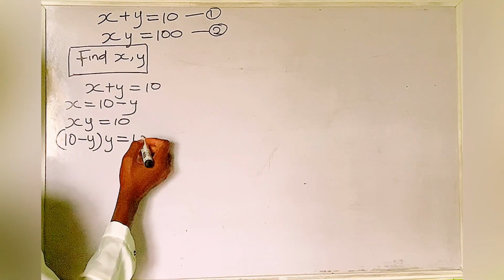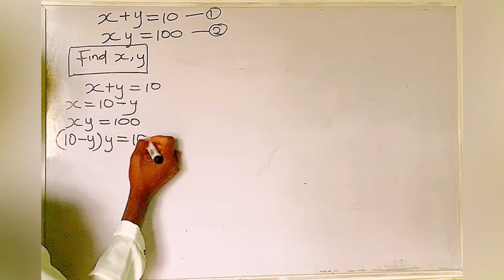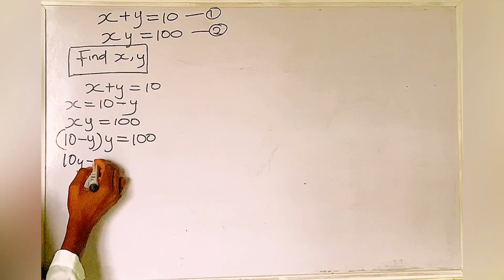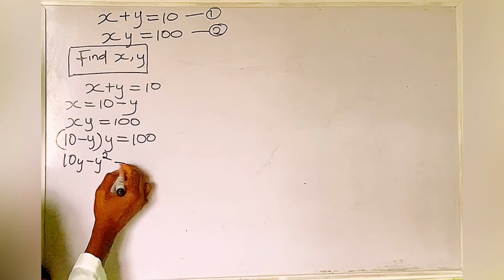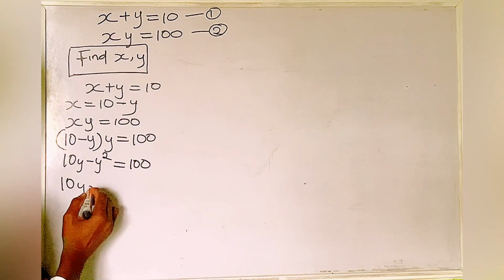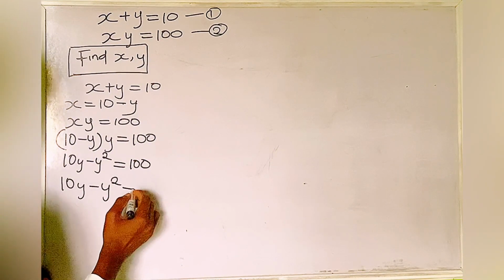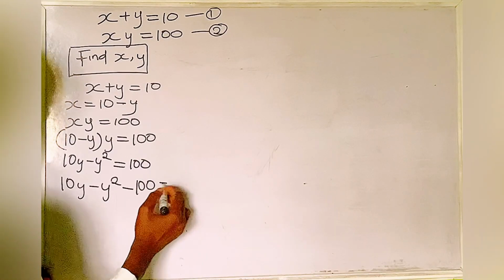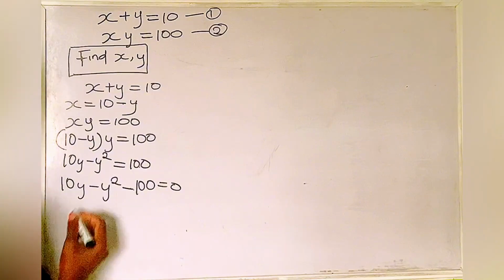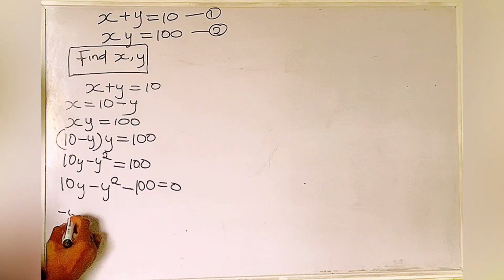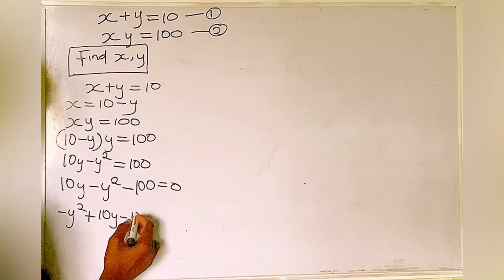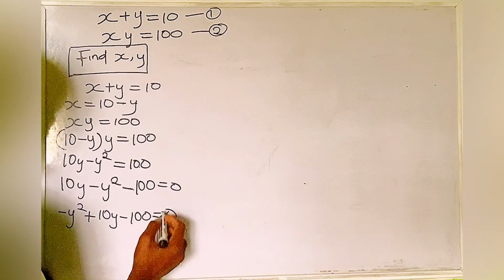is equal to 100. Okay, this becomes 10y minus y squared is equal to 100. 10y minus y squared minus 100 is equal to 0. When this crosses, it becomes negative. So to rearrange this, you can say minus y squared plus 10y minus 100 is equal to 0.